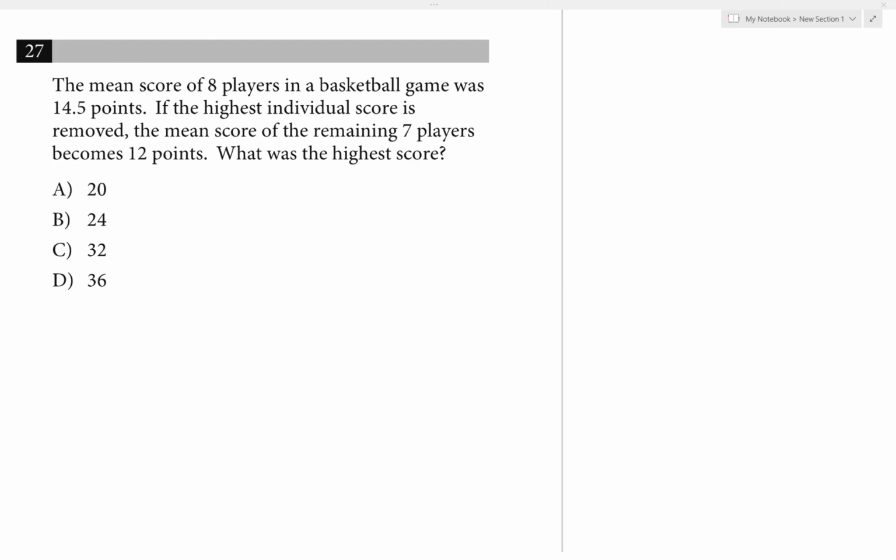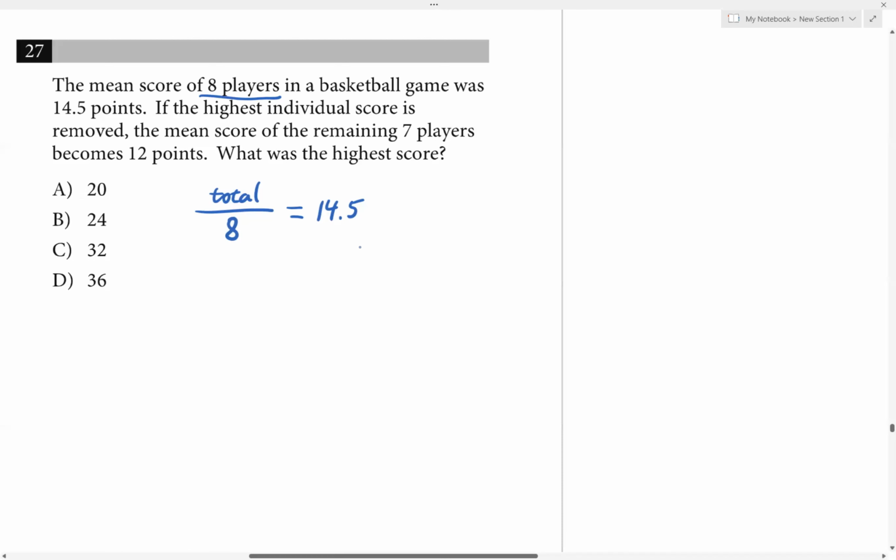So what happens is this. The average of 8 players is 14.5. We don't know the individual scores, but if we take the total, or the sum, and divide it by 8, because there are 8 players, that should give us the average. To find the average, we take the total divided by however many people we have. So total divided by 8 is 14.5.